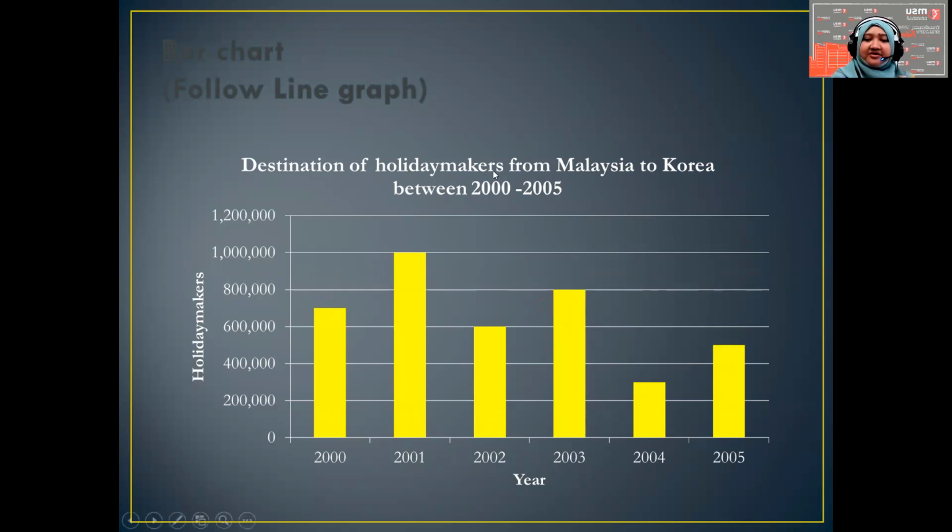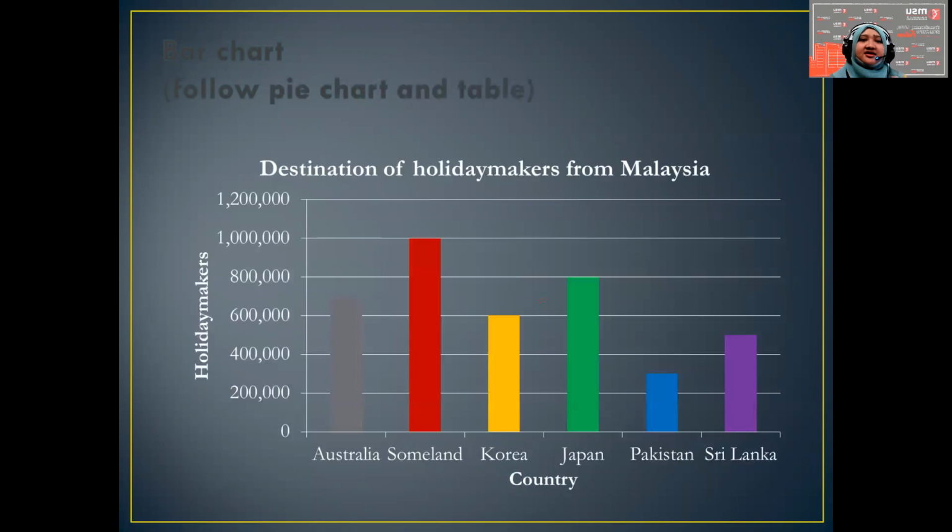Okay, it is however different for the next one. This is a bar graph that has no connection to the movement of time. So the first bar, the color is gray for Australia, red for Somaland, orange for Korea, green for Japan, light blue for Pakistan, and purple for Sri Lanka. So each of the bars here, in different colors, are not connected to one another, and it is not a movement of time.